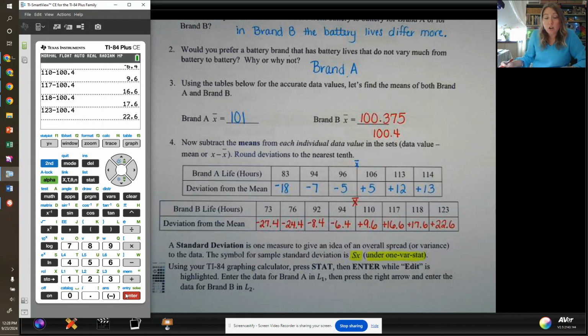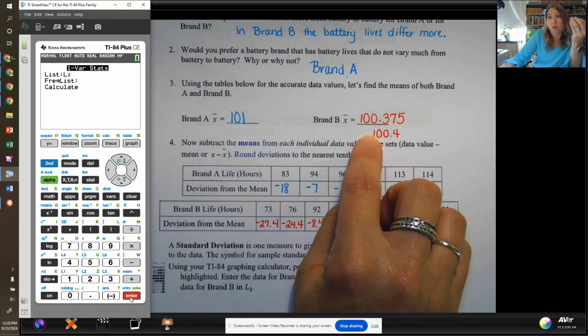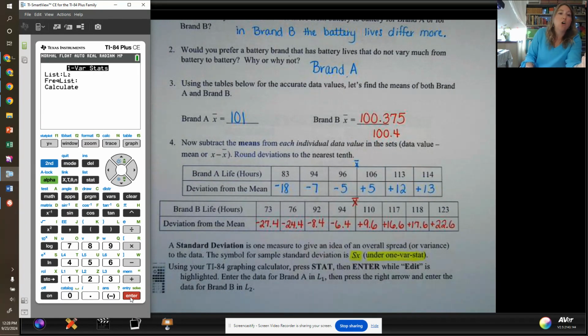Now, like I said, we already have this spot that this has come out of. So if we press stat and arrow right to calc and do one var stats, now the last time we did one var stats, remember we changed it to L2. So I'm gonna run brand B's data standard deviation first. So just because I already have L2 in there, I don't want to change it back just yet.